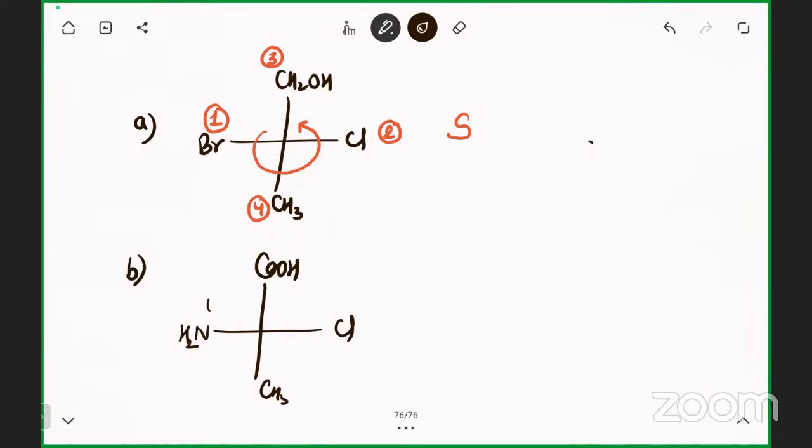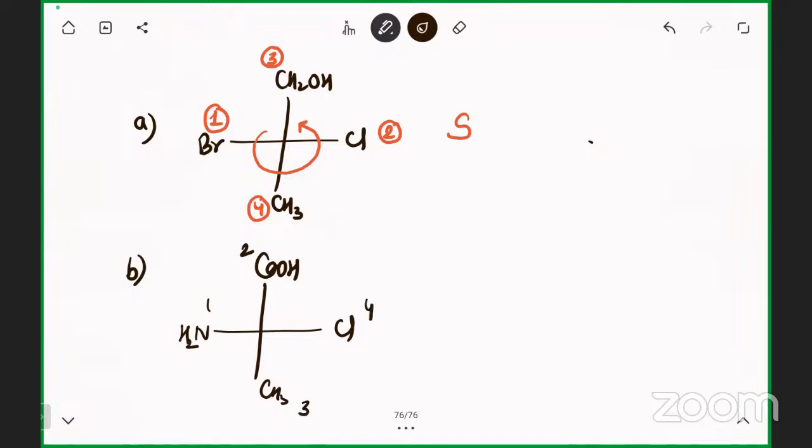NH2. Or you are telling like atomic number of the first atom. How are you giving the priority? Just because we have COH and CH3, second priority will be given to the COH, because if you calculate the mass, it will be more. Then third priority is given to CH3. And fourth priority is given to Cl.